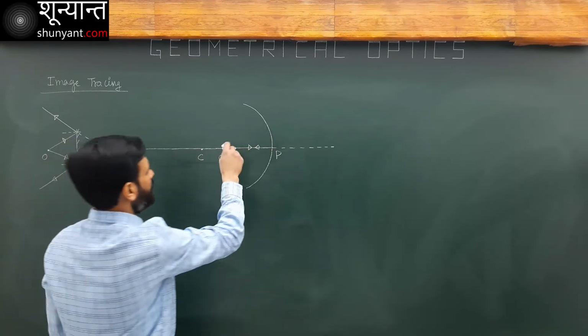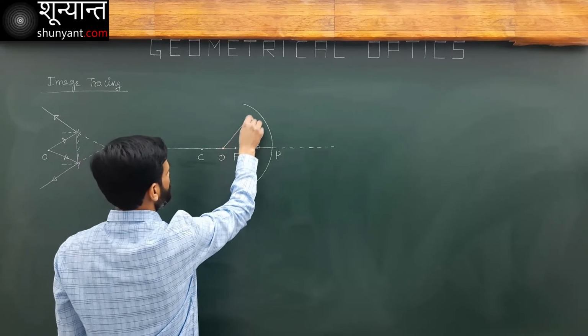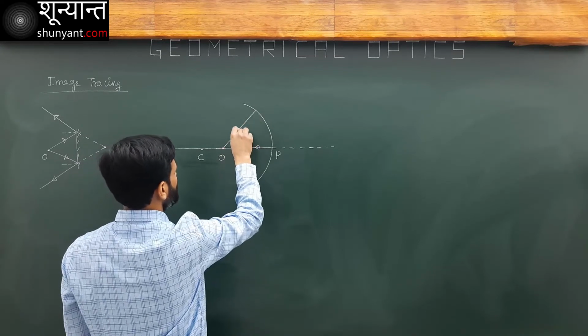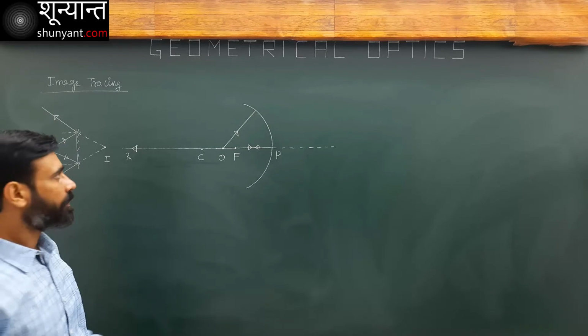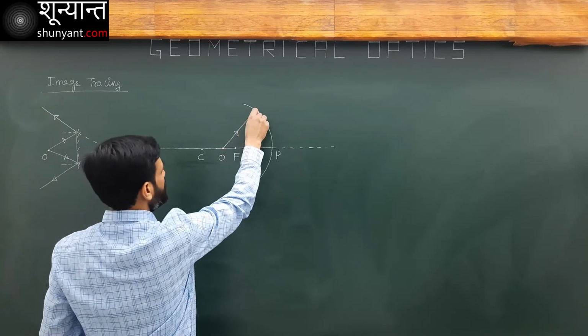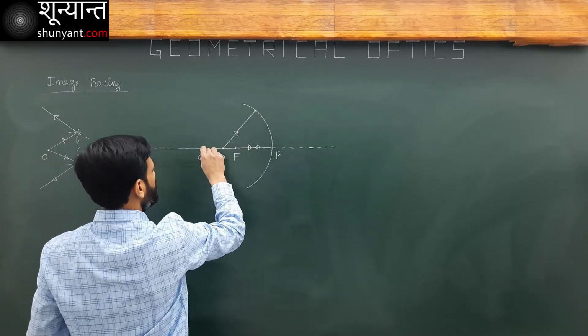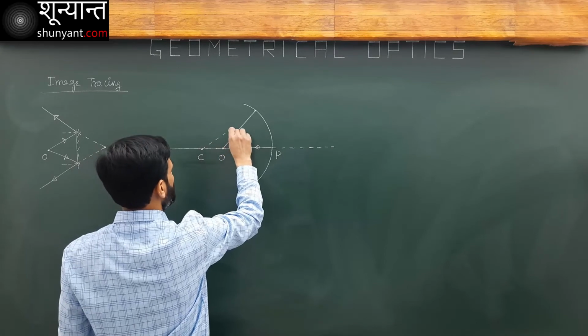Let's take any other light. Let's say this is one other incident light. I need two. How will it be reflected? So here I will draw the normal. This becomes the normal.